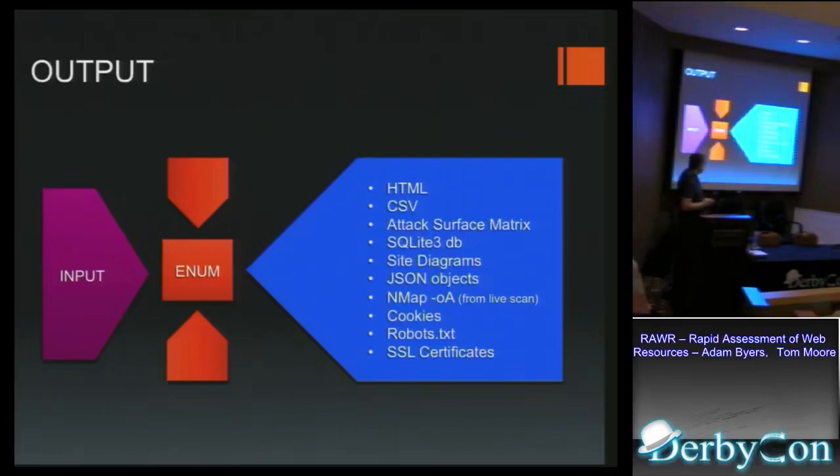So that's dealing with web, and I don't want to go too far, but Rawr has an option for attack A. If you're doing all ports, this will actually give you an attack surface matrix for all the ports on the servers. So it kind of extends it out.